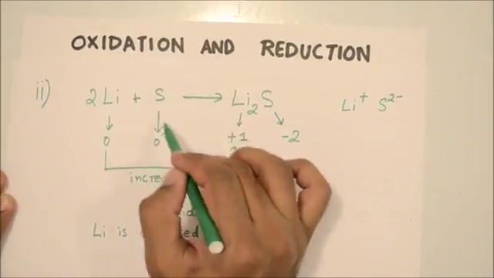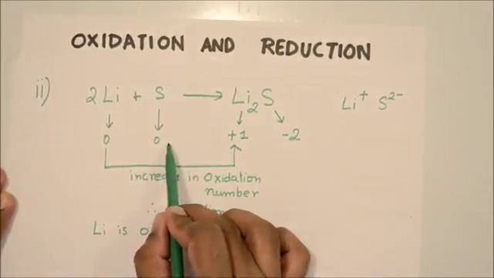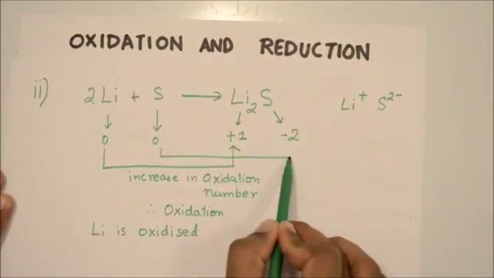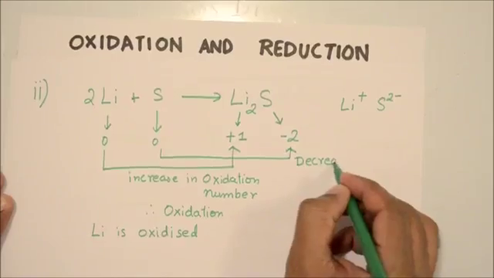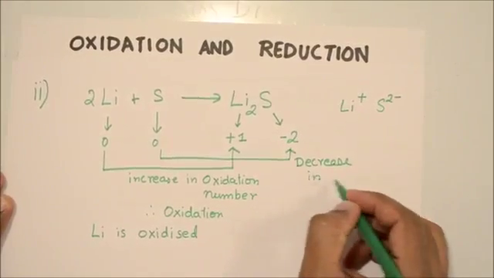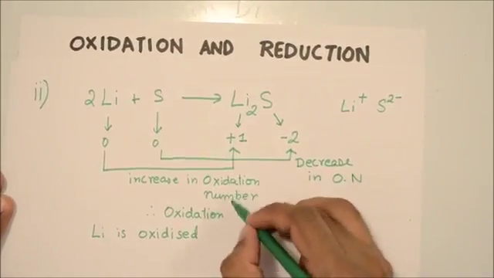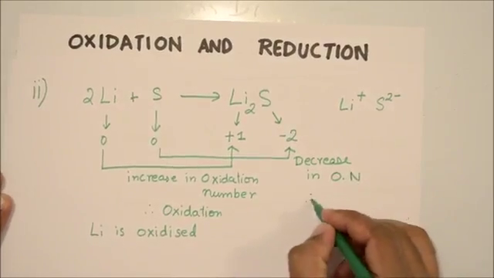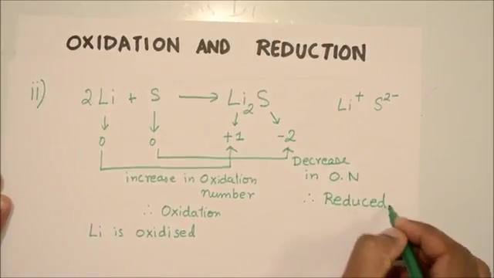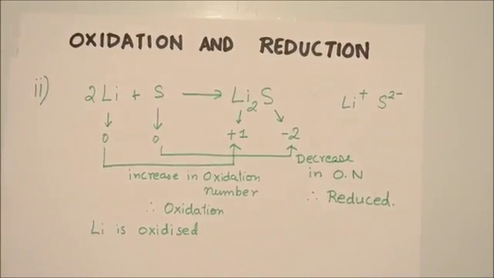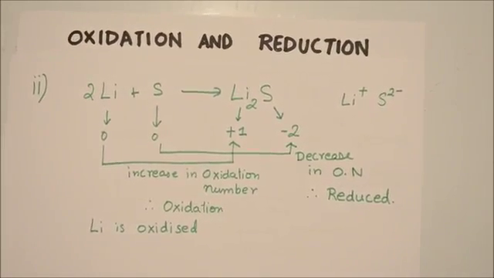We have the change for sulfur. The oxidation number was 0 at the beginning, but it has moved down to negative, -2. So there is a decrease in oxidation number, and if there is a decrease, then it is a reduction, so sulfur is said to be reduced.